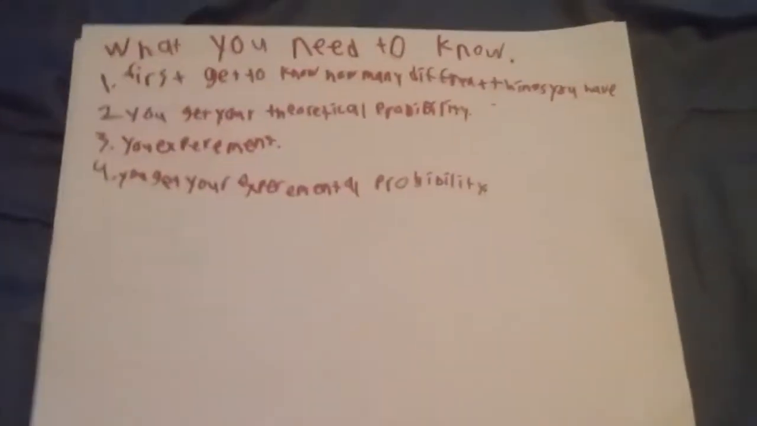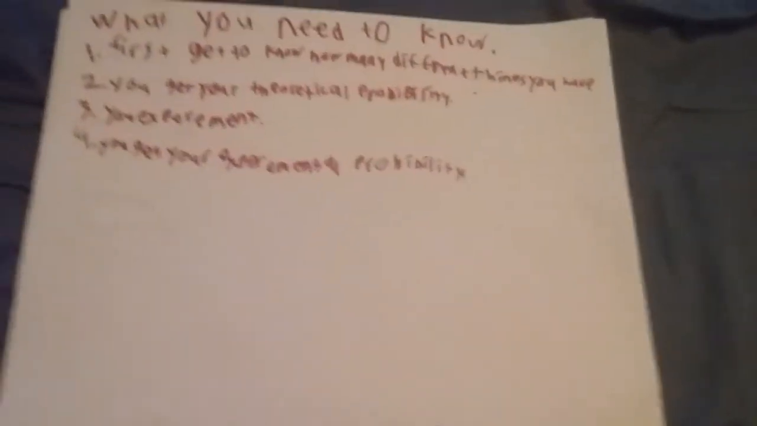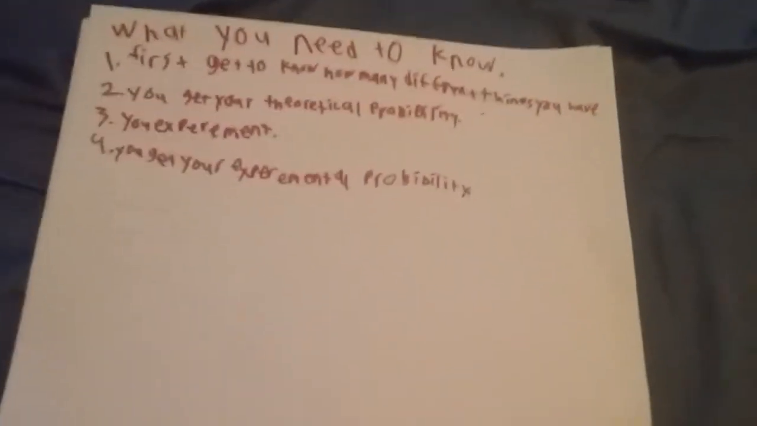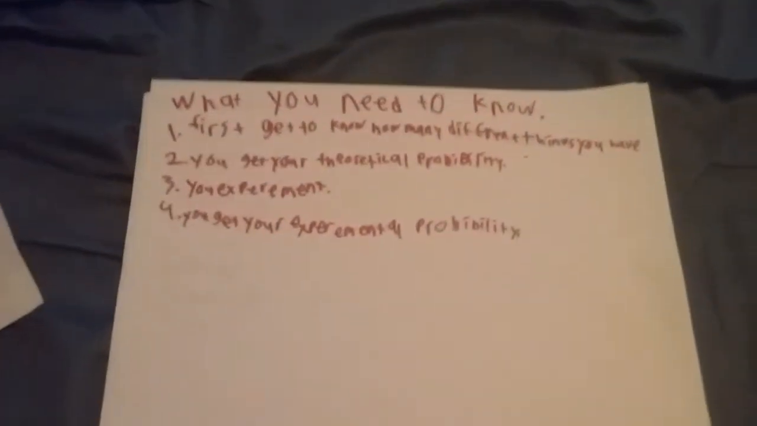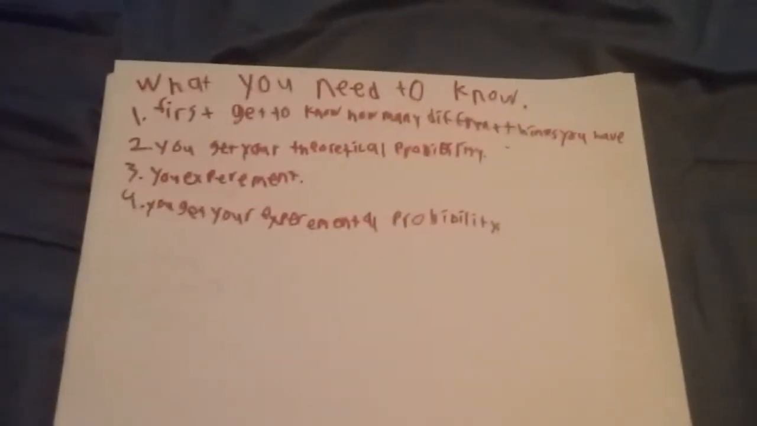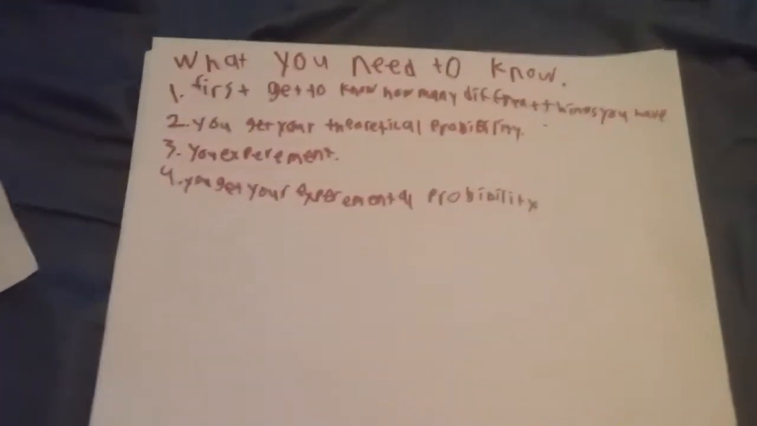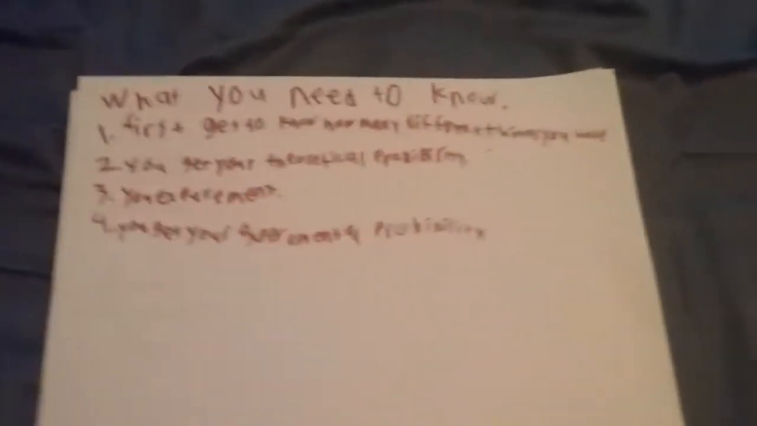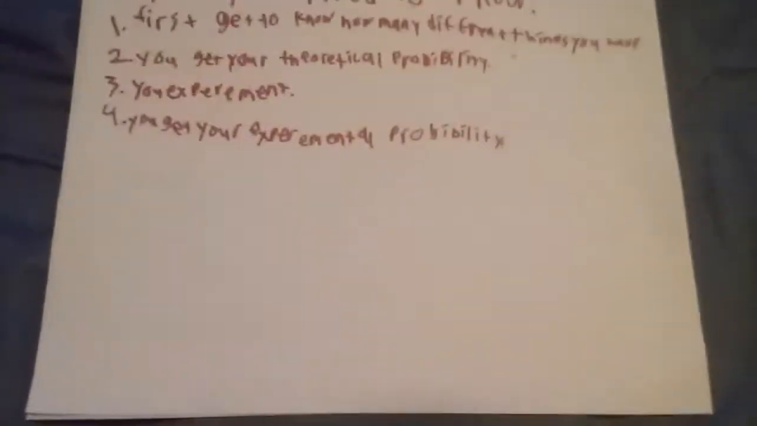Or if you have a coin, you need to know how many coins you have times that by 2 because you have 2 heads and 2 tails. So then after that, you get your theoretical probability, which means it's what you're guessing will happen. Like, if you have 2 coins, you would have a 50-50 chance because you have 2 heads and 2 tails.